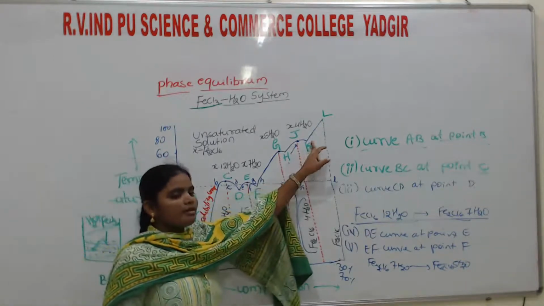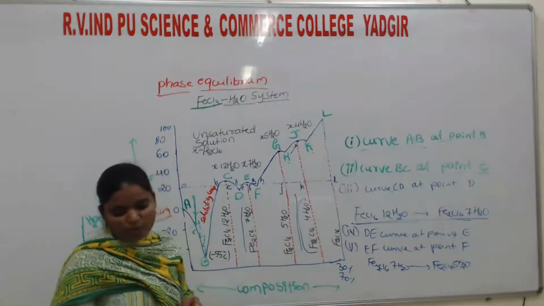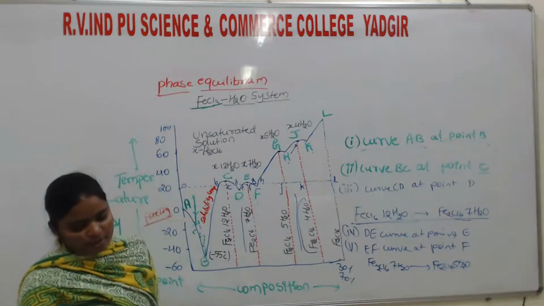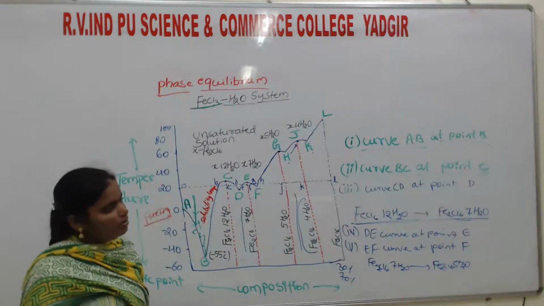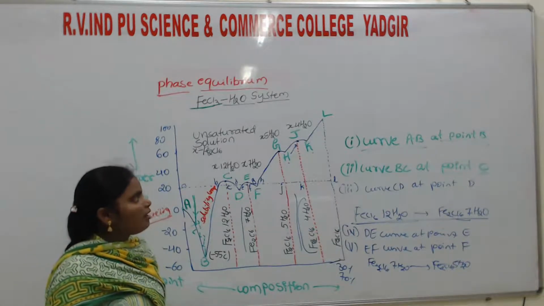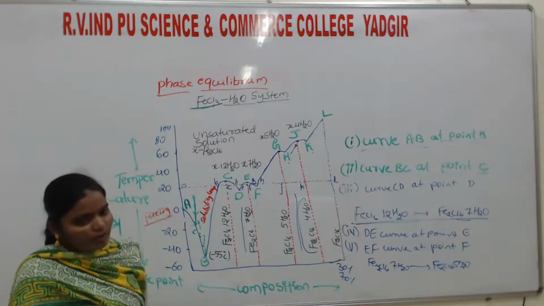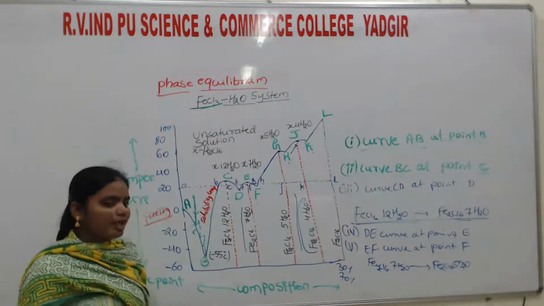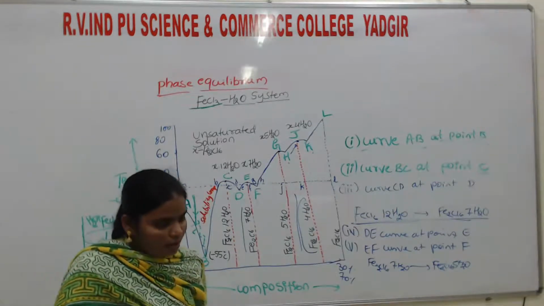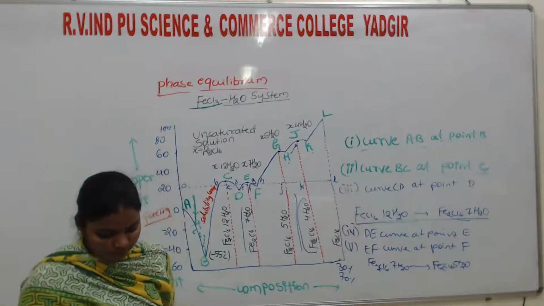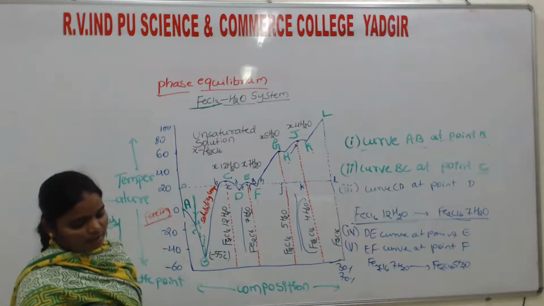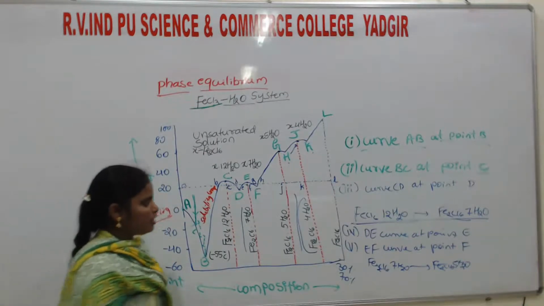This anhydrous Fe2Cl6 is a new solid that separates, and that point K is also known as a triple point or a eutectic point, or eutectic temperature or eutectic composition. Okay. This is also a transition.